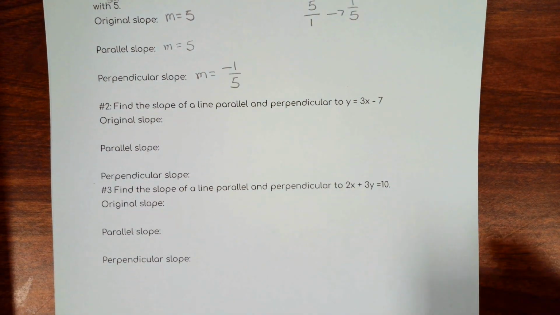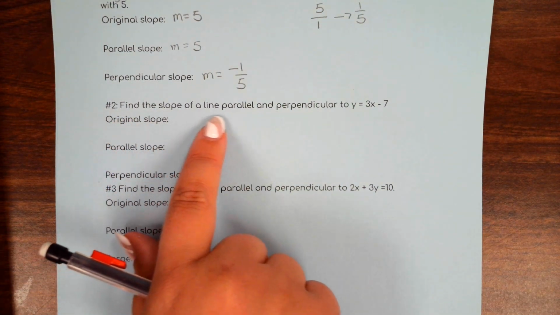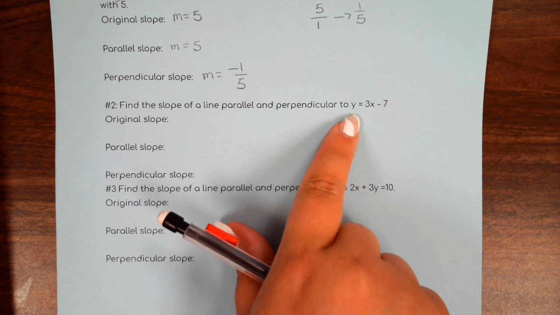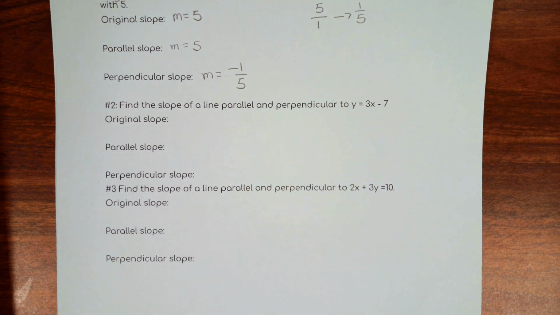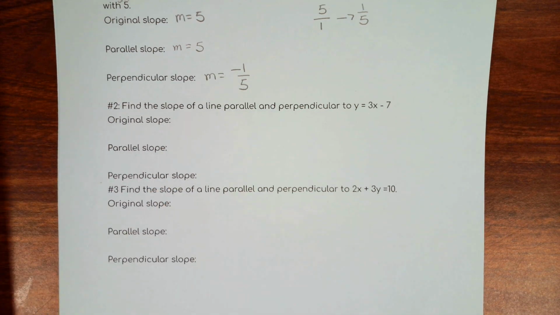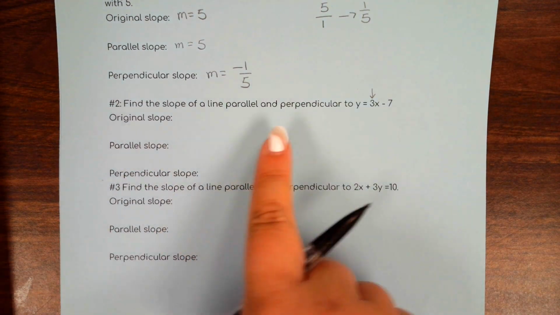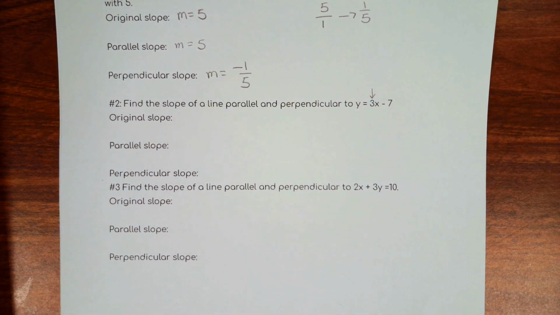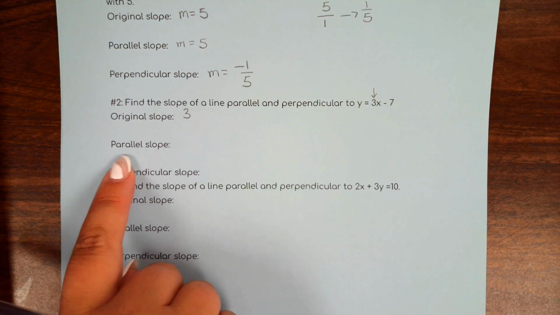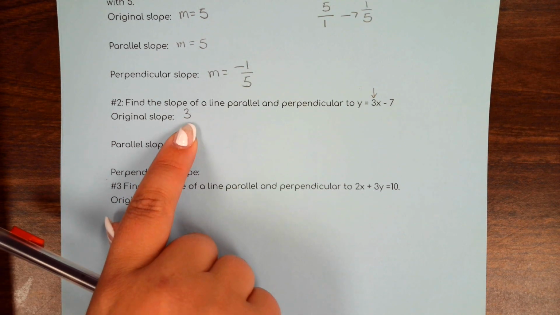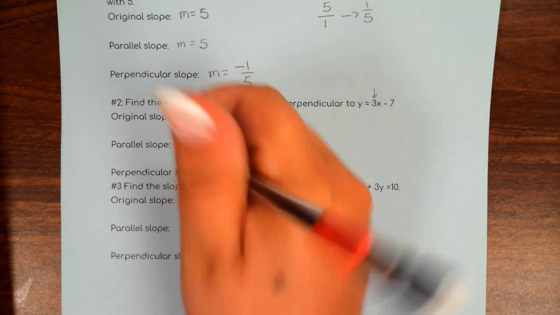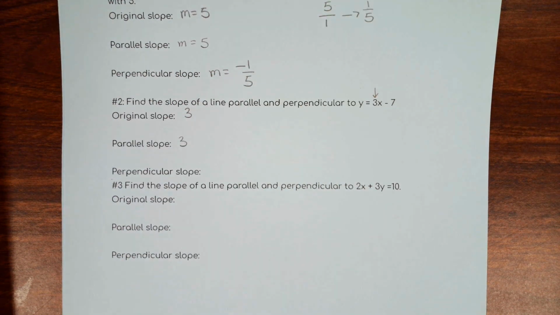Alright, now that we've seen an example, let's move over to our notes packet. Example 2 says: find the slope of a line parallel and perpendicular to y = 3x - 7. The first thing we want to do is identify our slope. Remember, it's always the number attached to the x when we're in slope-intercept form. So our original slope is 3. Parallel slope is the exact same, so parallel lines all have a slope of 3.